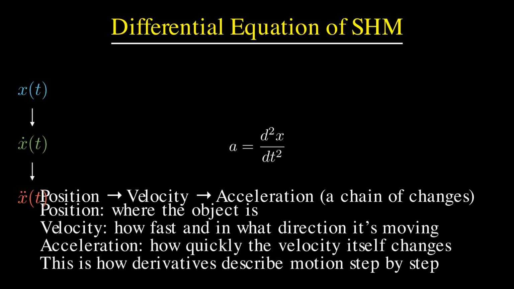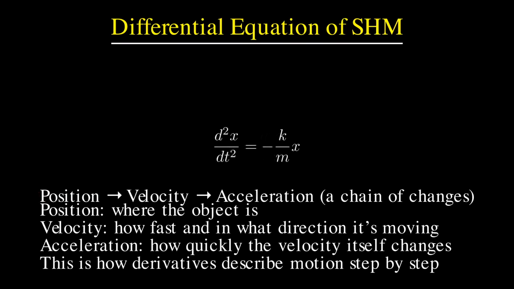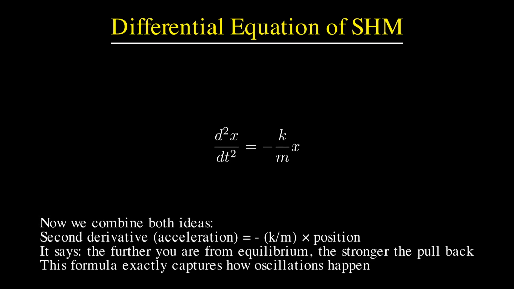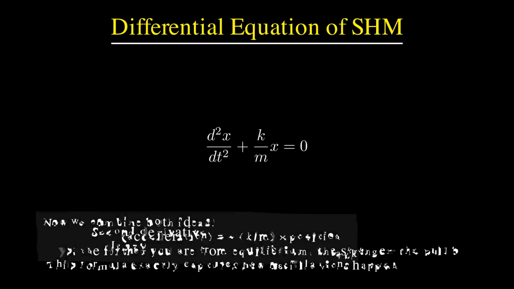Position is where the object is. Velocity is how fast, and in what direction, it's moving. Acceleration is how quickly the velocity itself changes. Now, we combine both ideas. Second derivative equals negative k over m times position. The further you are from equilibrium, the stronger the pullback. This formula exactly captures how oscillations happen.